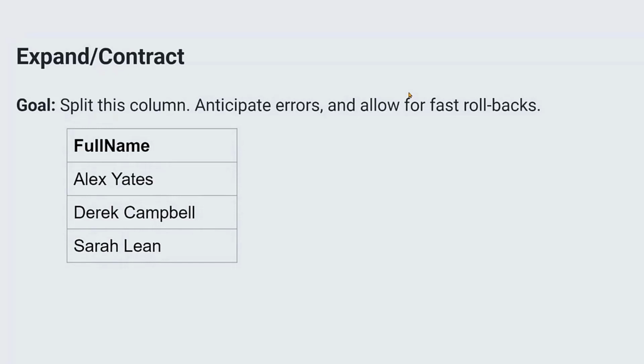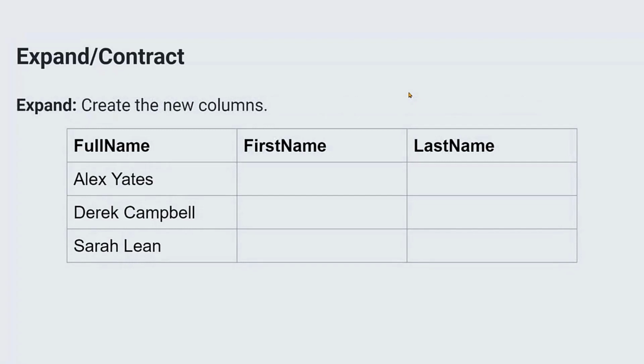So we've got this full name column. The first thing we're going to do is create two new columns, a first name and a last name column. That doesn't pose a huge amount of risk. Those columns can sit there in the background and the front end services don't need to know anything about it. It's unlikely we're going to cause any problems at this point. We've not broken any functionality.